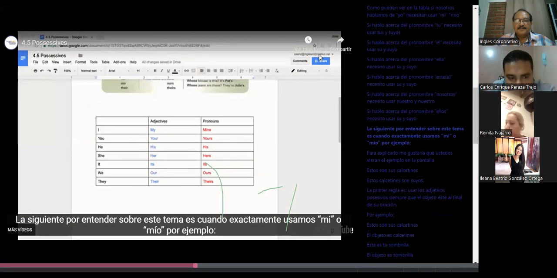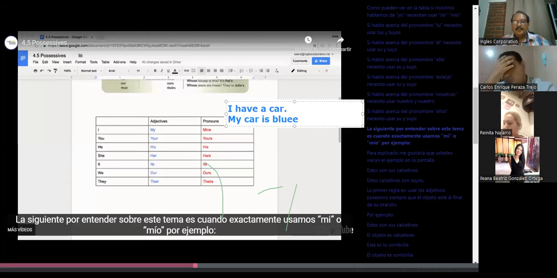Bueno, y ustedes. Por ejemplo, yo digo, I have a car. Ahí estoy usando el primero, ¿verdad? Que está aquí a la izquierda, arriba. Luego uso my. My car is blue. Ok, aquí ya estoy usando el segundo. My car is blue. Ok, this blue car is mine.